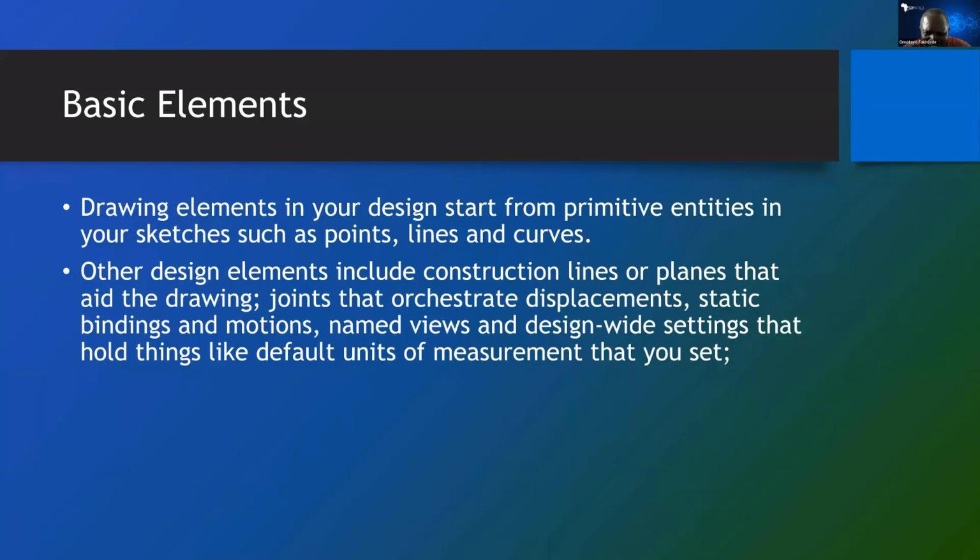Joints orchestrate displacements, static bindings and motions. There are also named views and design-wide settings that hold things like the default units of measurement that you set. There are other design elements like that. So you have basic design elements like the primitive entities, and you also have other things. And we have explained it now. What joints do is that they orchestrate displacements. They also orchestrate static bindings. And then they orchestrate motions, named views, and design-wide settings that hold things like default units of measurement that you can set.